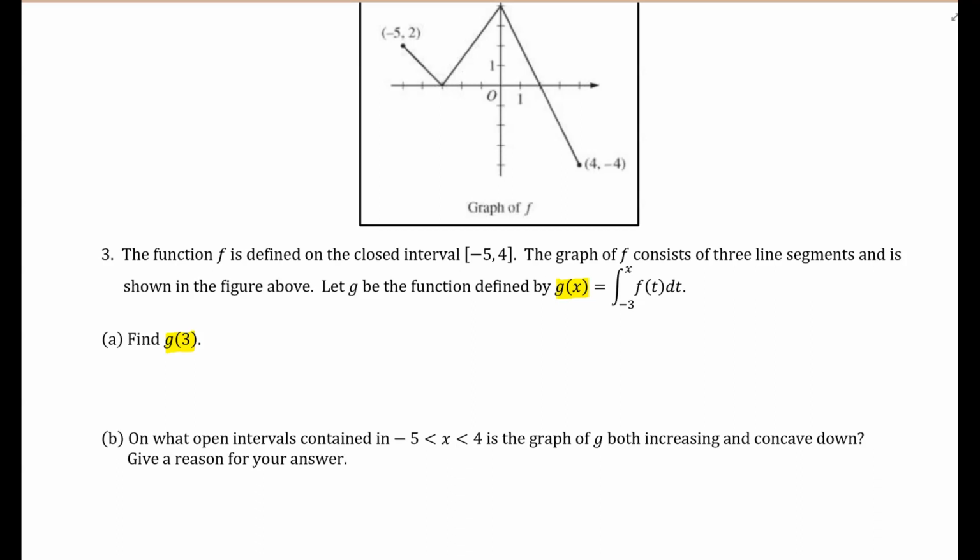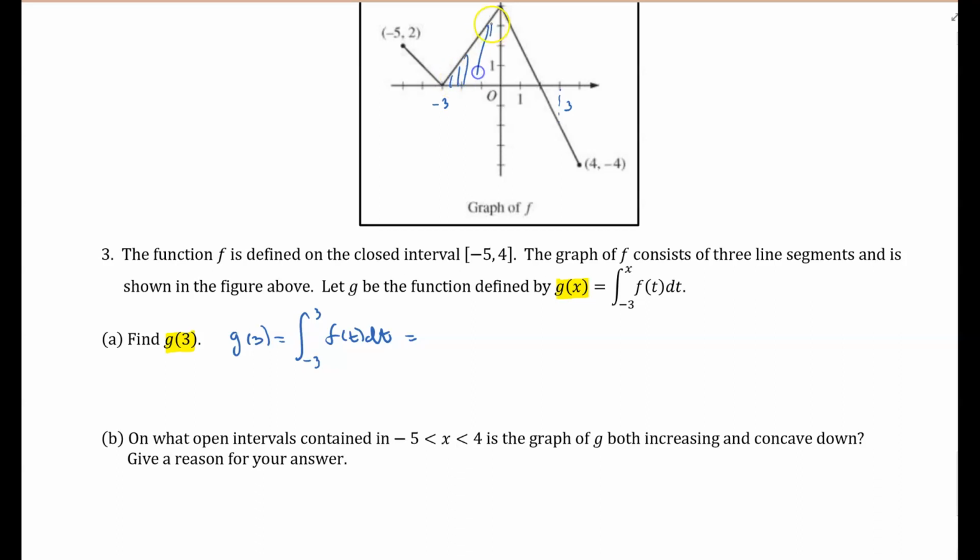So all I'm going to do is evaluate this function. So g of 3, I'm going to plug it in. I have the integral from -3 to 3 of f of t dt. Now, how do I find that? Well, that's just the area under the curve. I have f here. Okay, here is -3. Here is +3. And I'm going to go ahead and calculate this area.